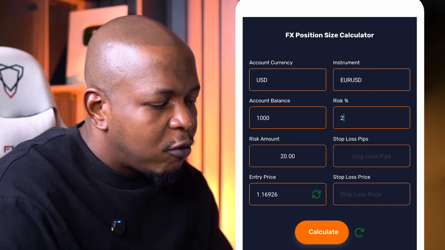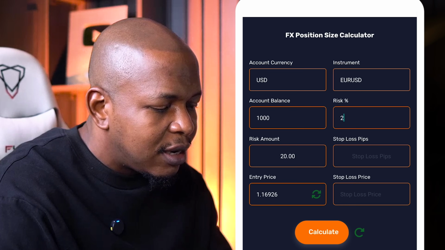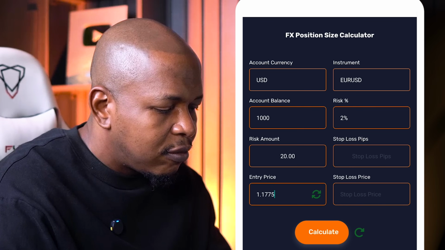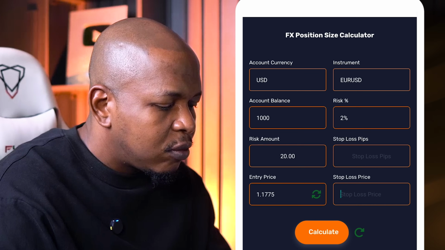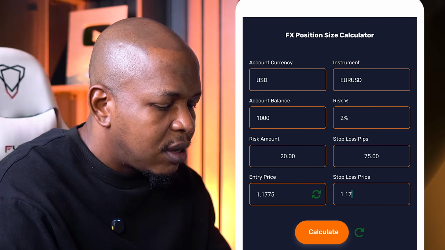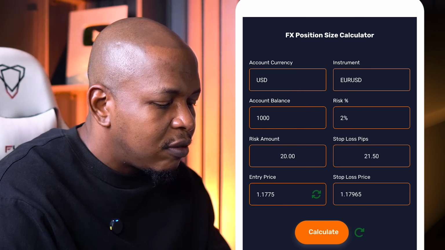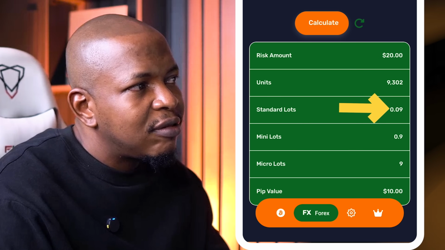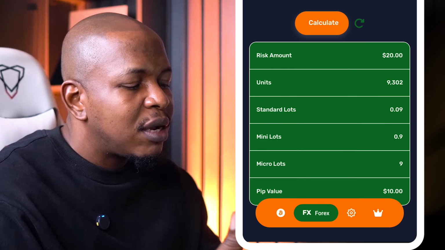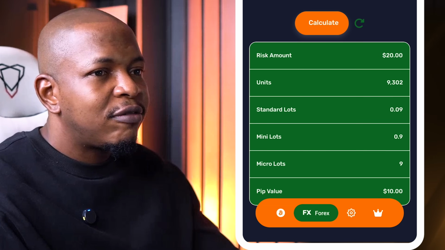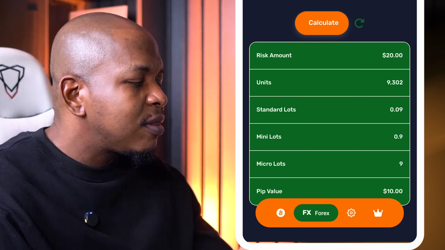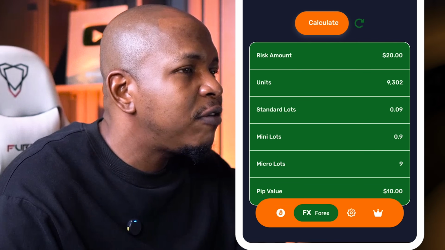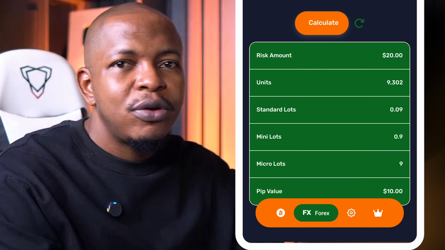That is $54. So I'll just go ahead and enter my entry price here, which is 1.17750, and my stop loss is 1.17965. So if I click on calculate, here it shows me my standard lot 0.9. So this is what I'm going to enter as my lot size in the Bybit TradFi interface. It just simply means that with this lot size, when I lose, I'll lose only $20, and when I win, I'm going to win $54. That is how you calculate it.